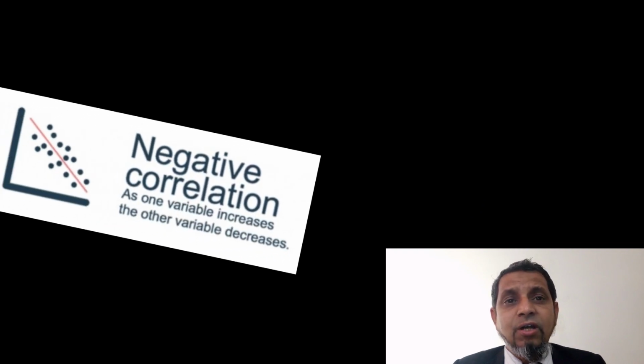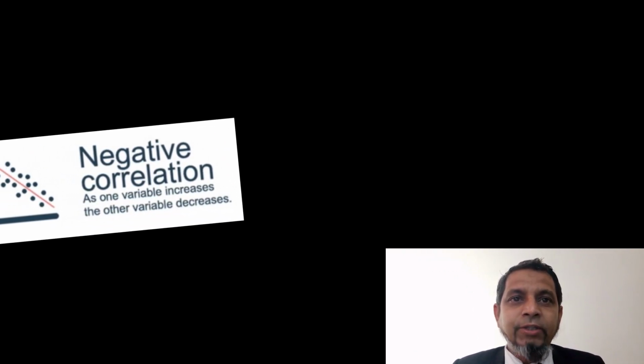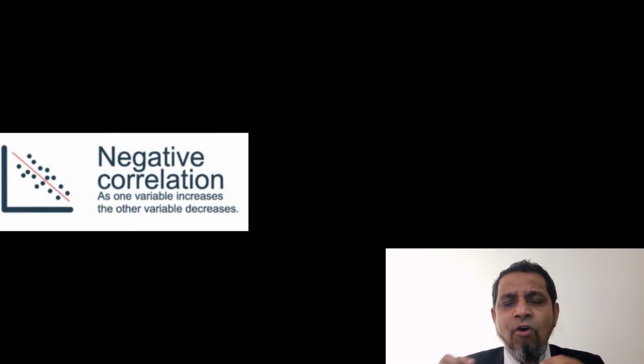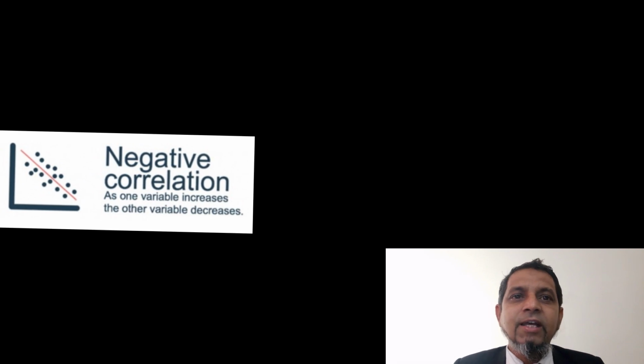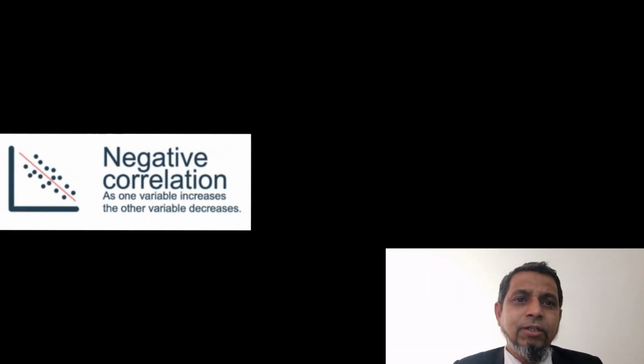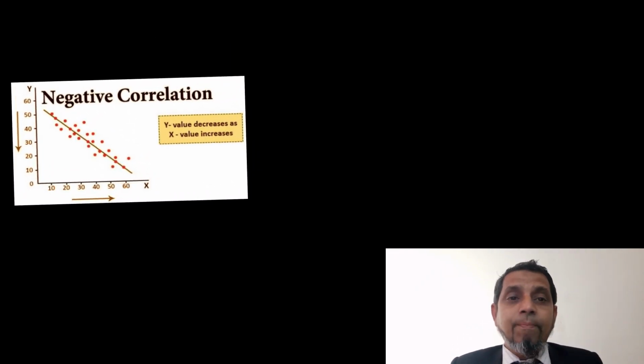Point number 2, negative correlation. When the values of two variables move in the opposite direction so that an increase or decrease in the value of one variable is followed by the decrease or increase in the other variable, it is called negative correlation. Like improve in salary, reduce the poverty.